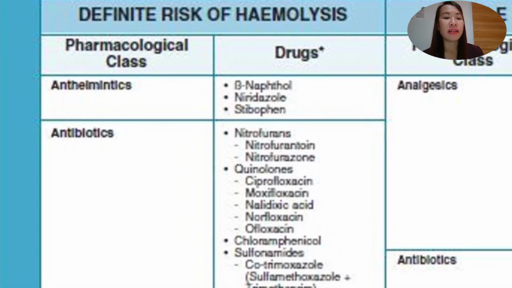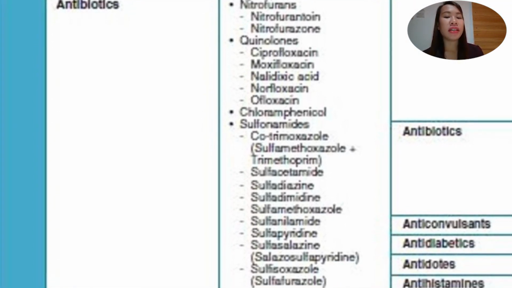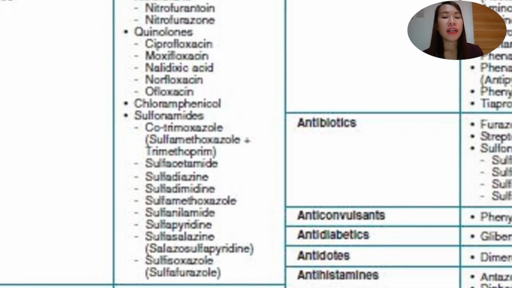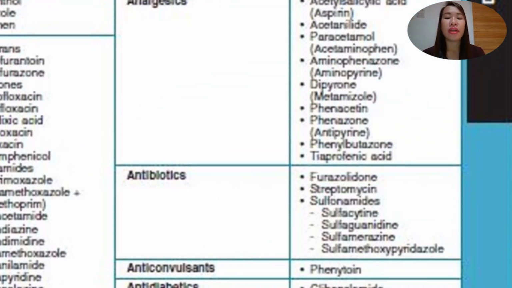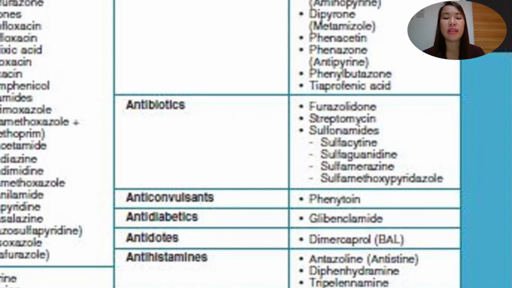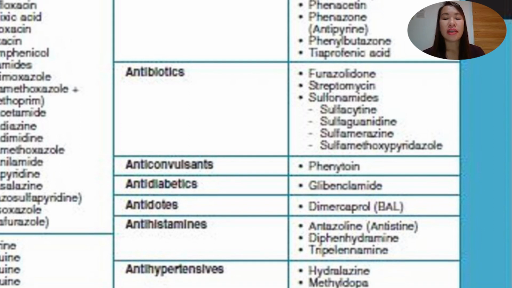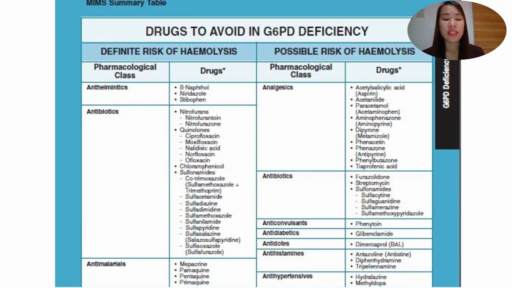Okay, so we have antihelmintics that may cause definite risk of hemolysis, antibiotics, antimalarials, and analgesics that have possible risk of hemolysis, then antibiotics, anticonvulsants, antidiabetics, antidotes, antihistamines, and antihypertensives. In short, class, if you have a child with G6PD deficiency, you also have to do things to avoid infection because there are many drugs that cannot be given to them.